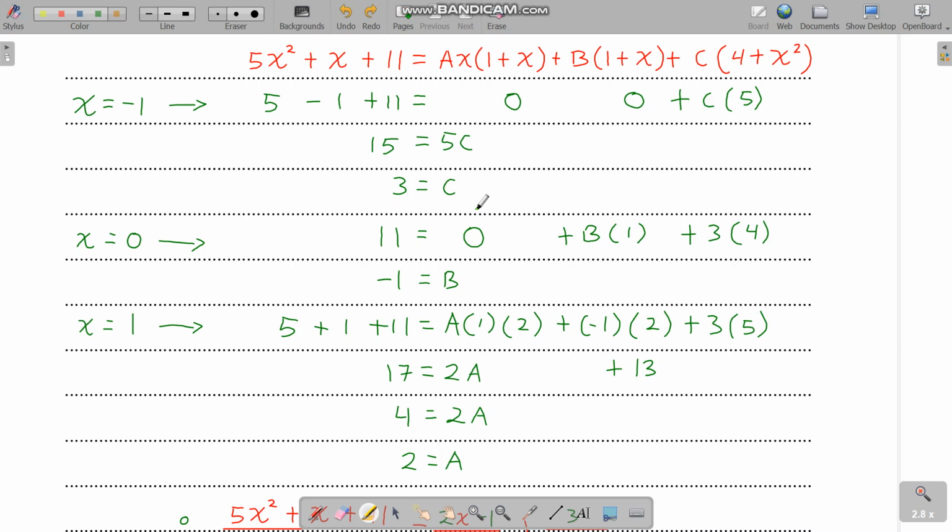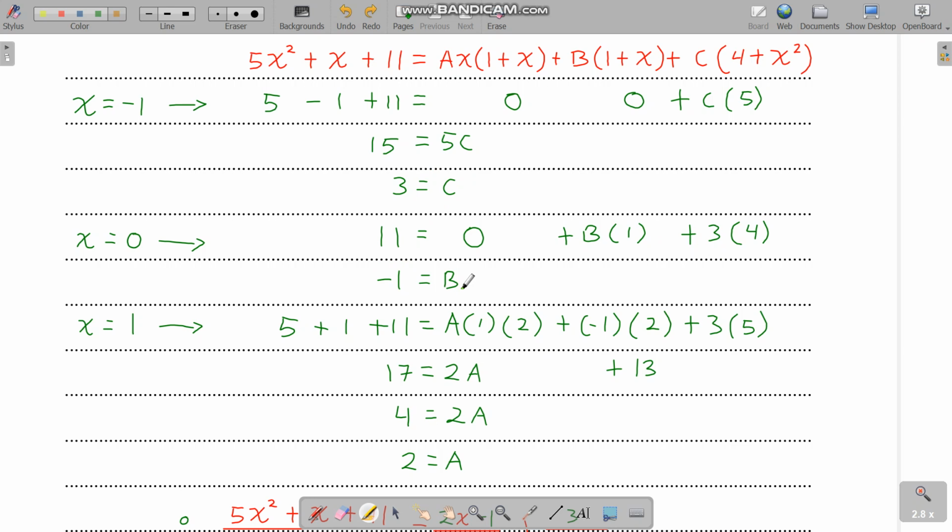And if we plug in 0 here, this is 0. We're going to get 1 times b. And if we plug in 0, this is going to be 4 times c. But we already know that c is 3, so 3 times 4. So from here we get 12. So 11 minus 12 is minus 1. So b is minus 1.